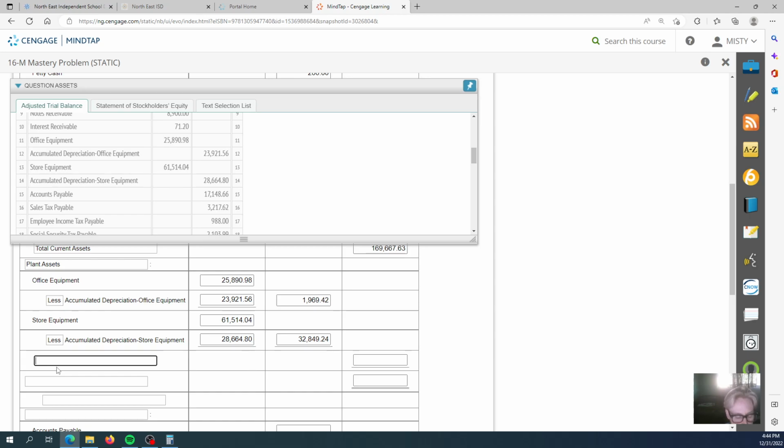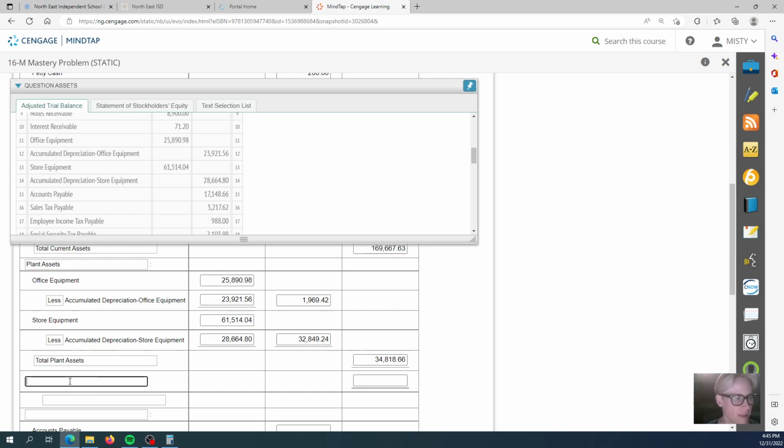Okay. Now, total plant assets. And our total plant assets are going to be what? It's going to be 34,818.66, right? Because we're going to add this number and this number, okay? That is what is left over after depreciation.